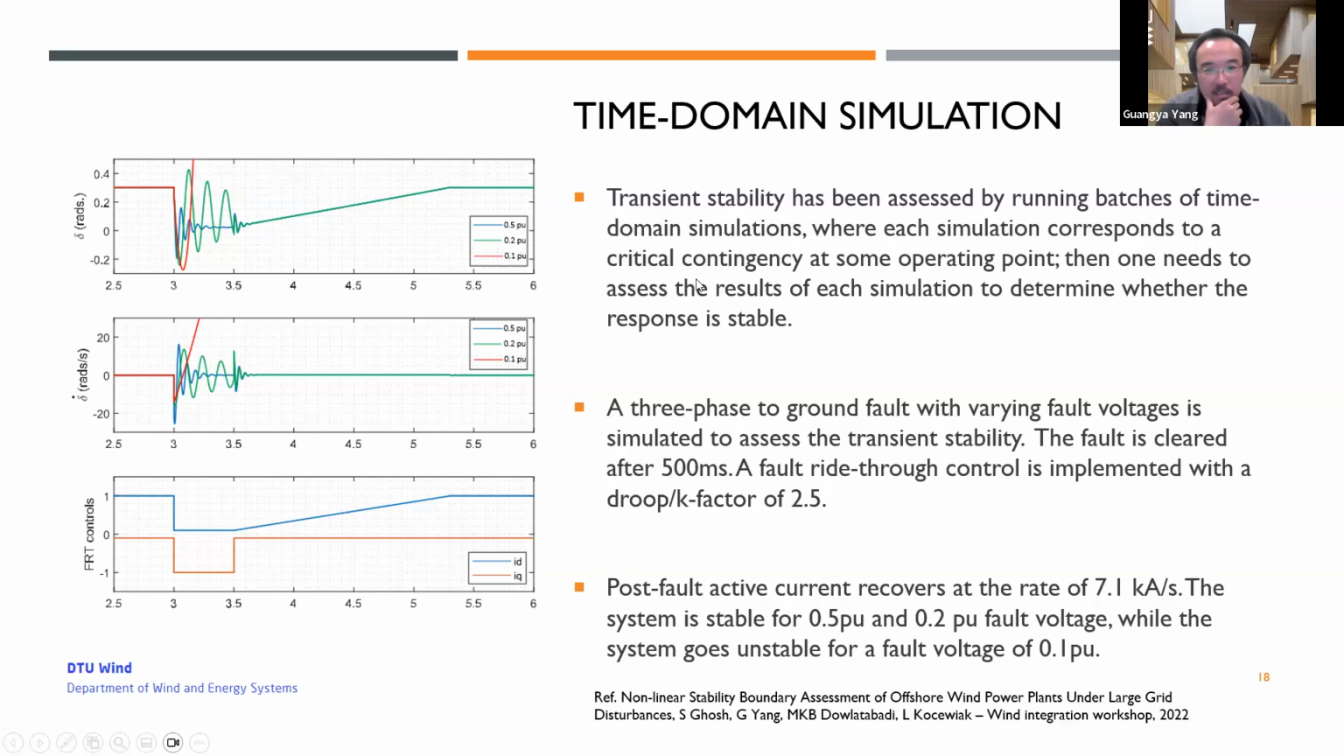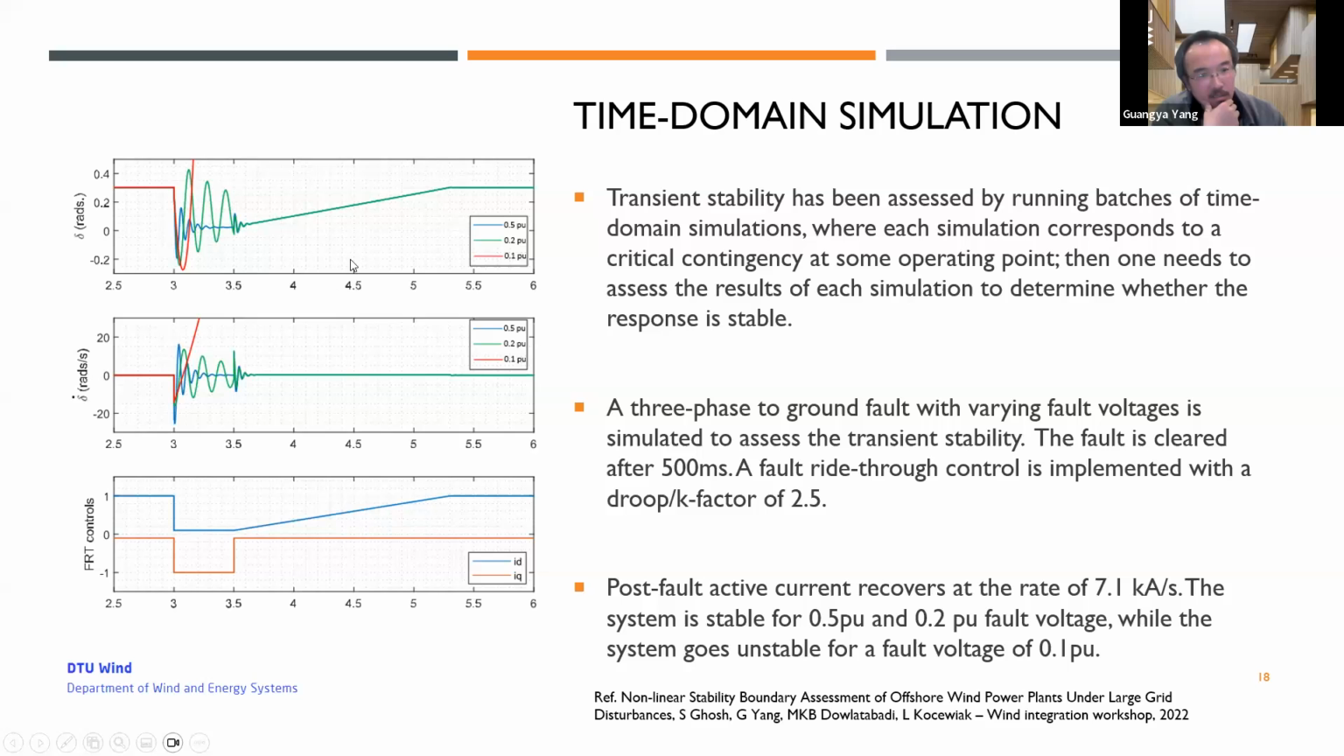Here is just a case to show how to evaluate the transient stability of the system. One does time domain analysis, looking at, okay, if I implement this ramp rate and if I implement this fault, what is the voltage after the fault, during the fault, and afterwards, whether the system can be stable or not.